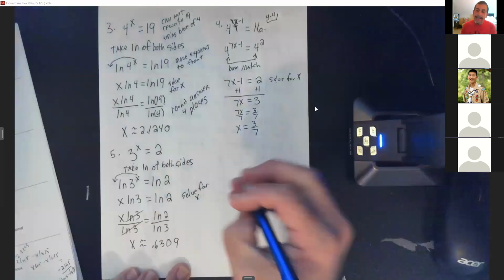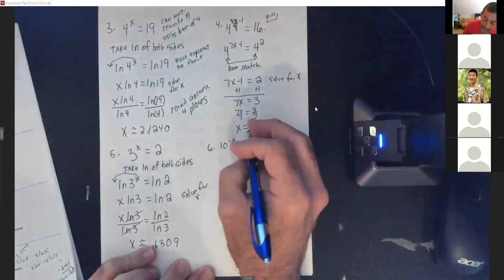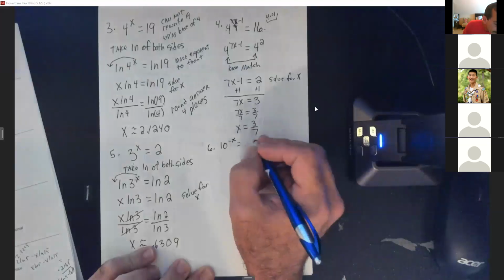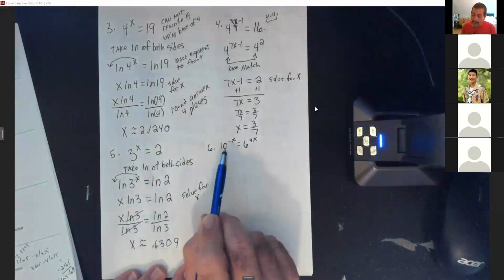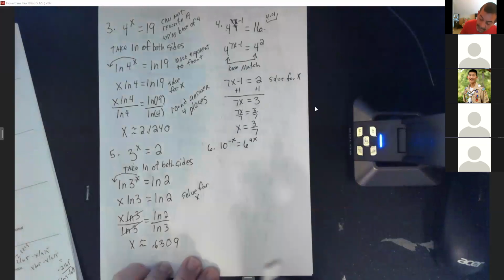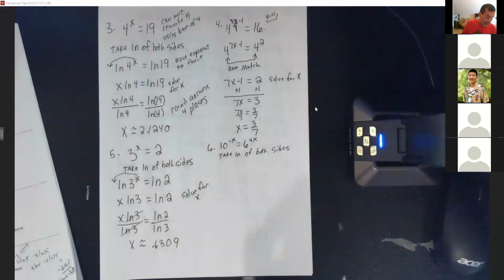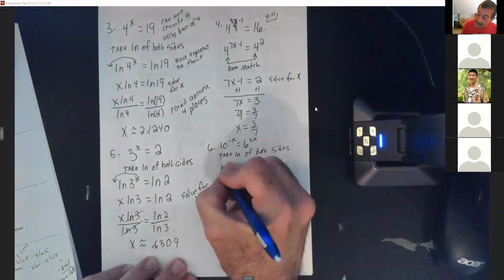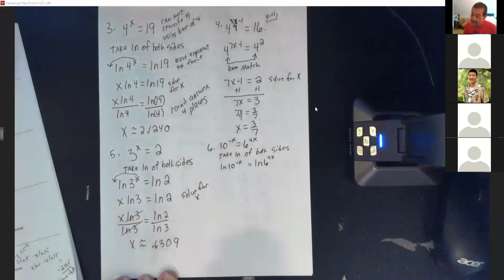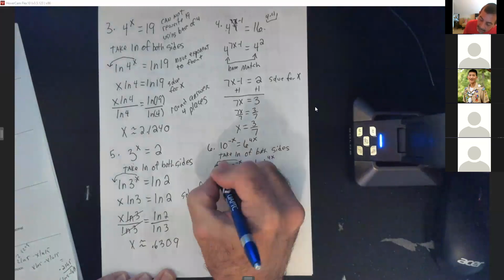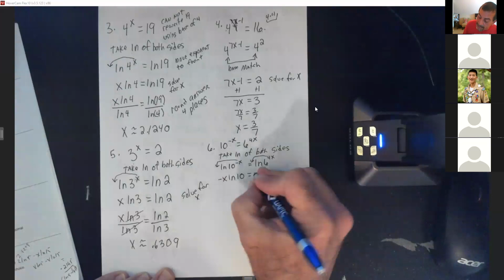Number 6 is a tricky one. I got 10 to the negative x equals 6 to the 4x. So no way I can rewrite the 6 and 10 to have the same bases. So my first move, I want to take ln of both sides. So that'll give me a ln of 10 to the negative x equals ln of 6 to the 4x. So now we got them rewritten as logs. We're going to bring our exponents to the front. This one will give you a negative x ln 10. That's going to equal this side, which is a 4x ln 6.